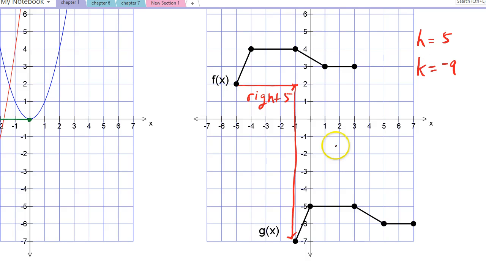So in this one I will write g of x is equal to f of x minus h, so x minus 5, and then minus 9, because if my h value is positive 5, here I put the opposite of that, I put minus 5, so that it will shift 5 to the right and 9 down.